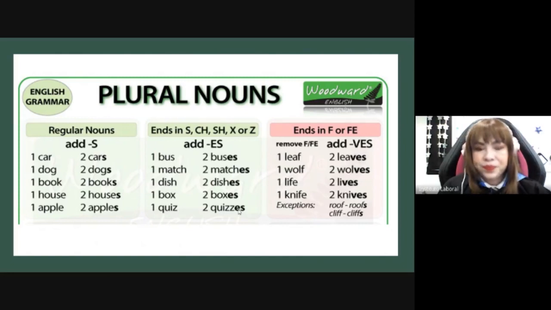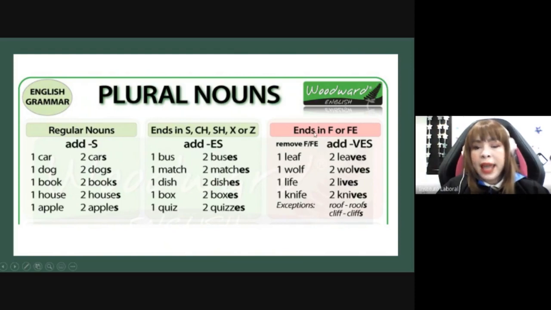For words that end in S, CH, SH, X, or Z, we need to add the extra syllable. One bus, two buses. One match, two matches. One dish, two dishes. One box, two boxes. One quiz, two quizzes.